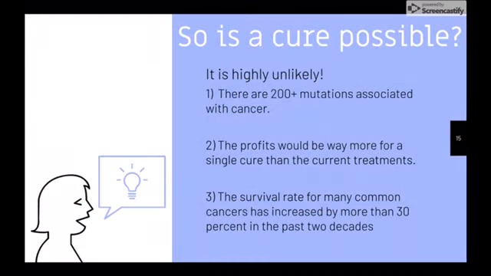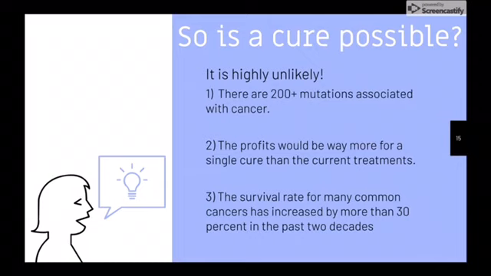We're now back to our beginning question, which was if a cure for cancer is possible. My answer is it is highly unlikely, and I have reasons. So there are over 200 mutations associated with cancer, which makes it really hard for one cure to be able to target all of them.